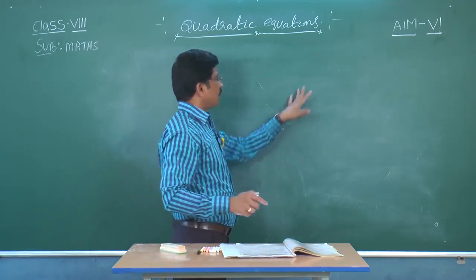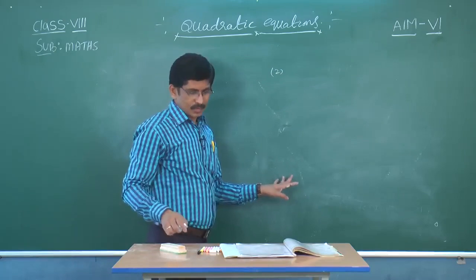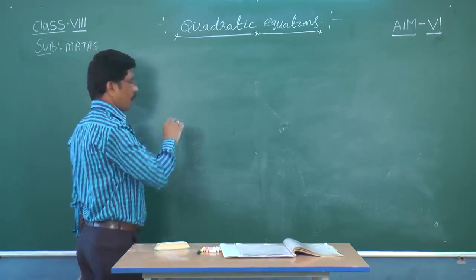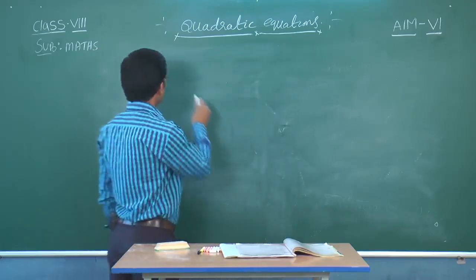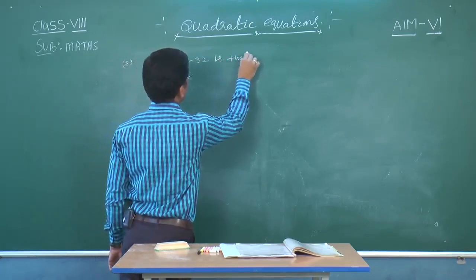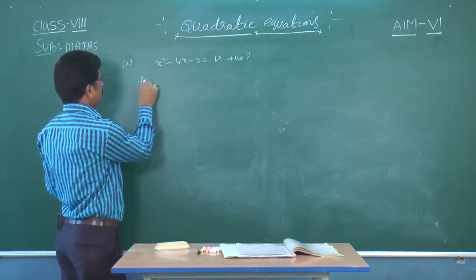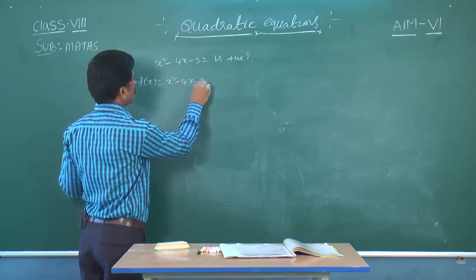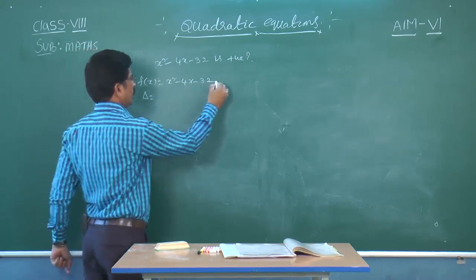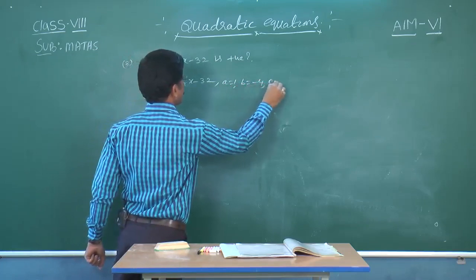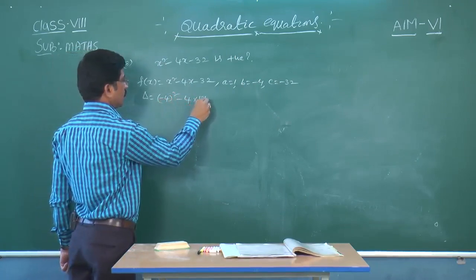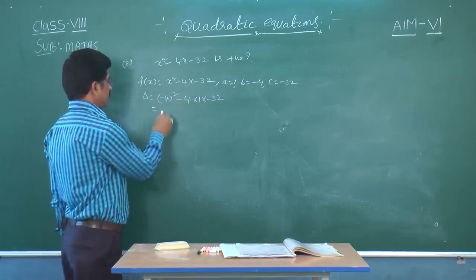Second case, just repeating once again. Third one. x square minus 4x minus 32 is positive. See here, f of x is equal to x square minus 4x minus 32. Delta: here a is equal to 1, b is equal to minus 4, c is equal to minus 32. Delta is equal to minus 4 square minus 4ac.